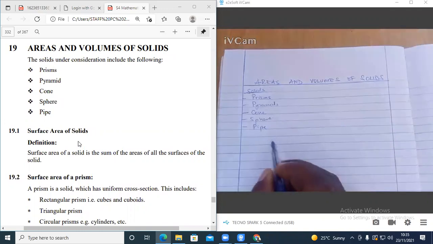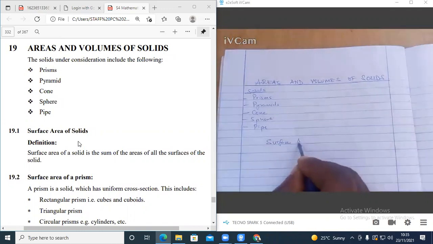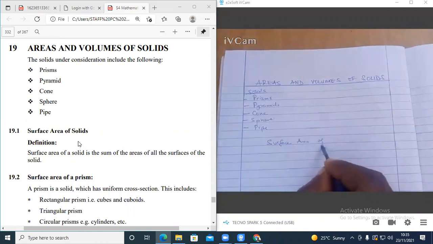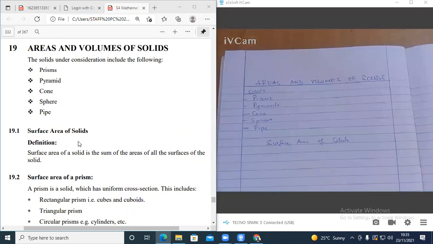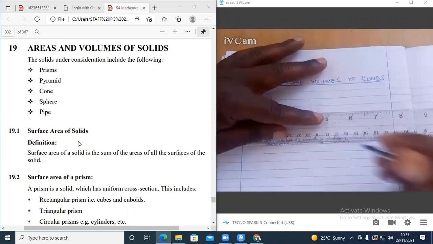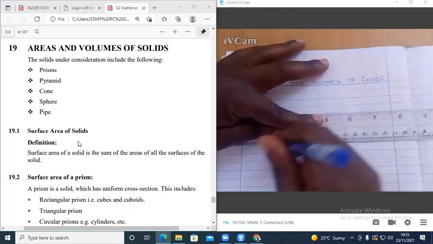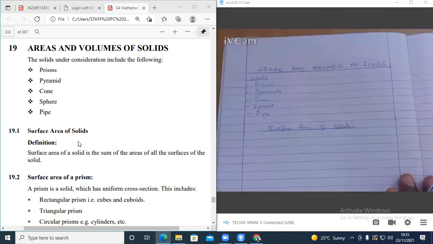So in our books, we are writing: surface area of solids.